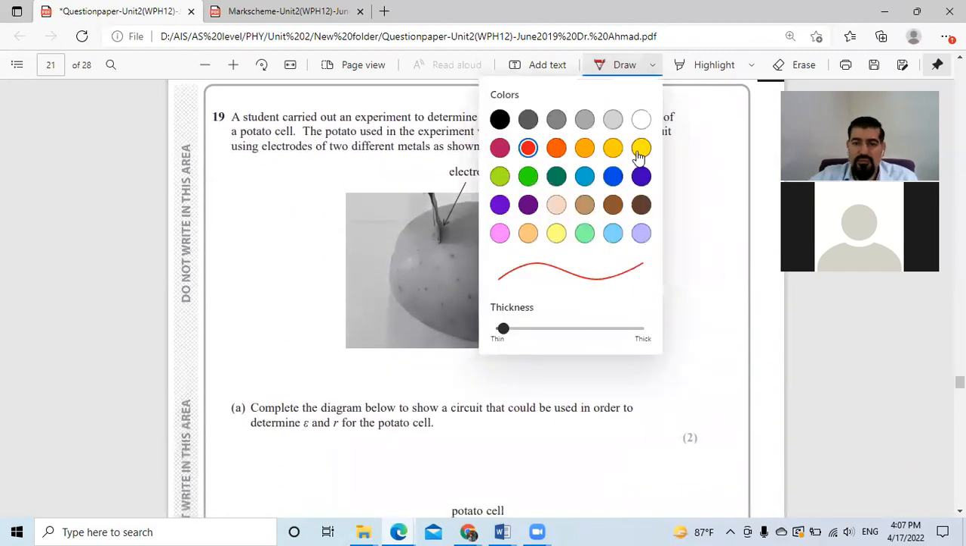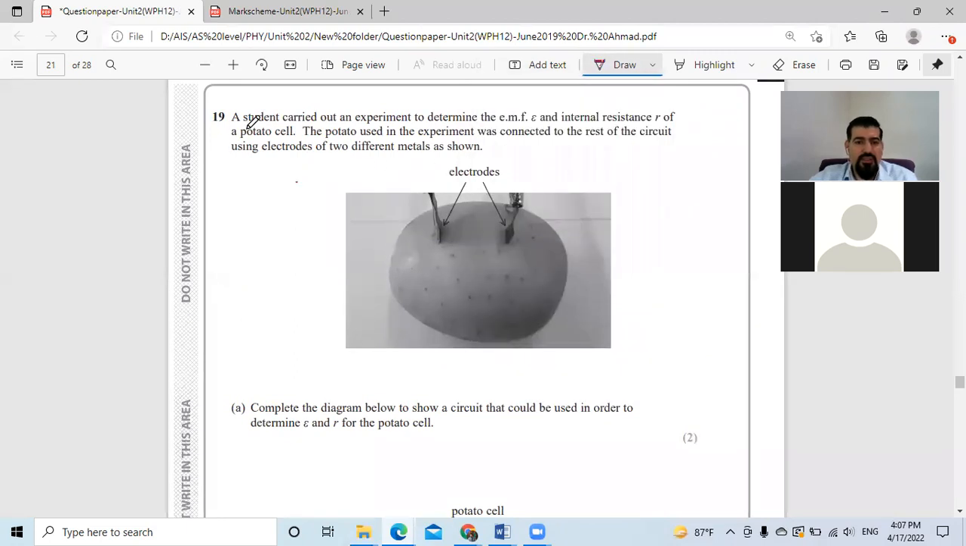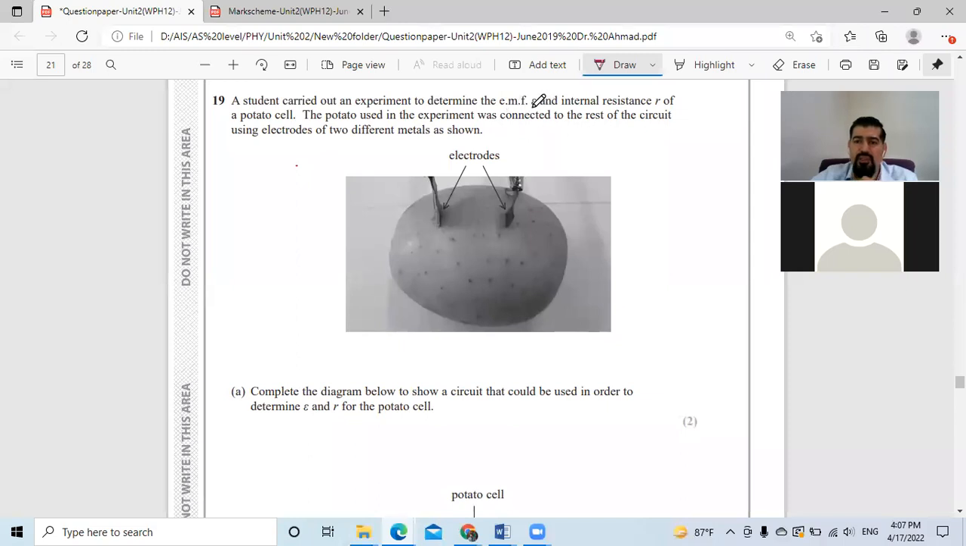Question number 19. In this question, what do we have? A student carries out an experiment to determine the EMF and the internal resistance of a potato cell. He brings a piece of potato, puts two electrodes of two different materials, and measures the voltage and the current passed through them to find the EMF of this potato cell and its internal resistance. The potato used in the experiment was connected to the rest of the circuit using electrodes of two different materials as shown.